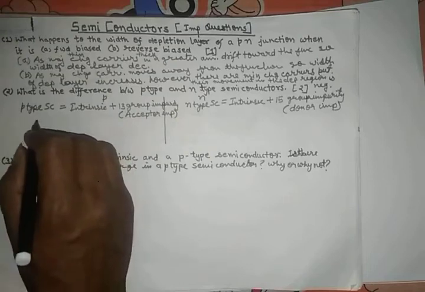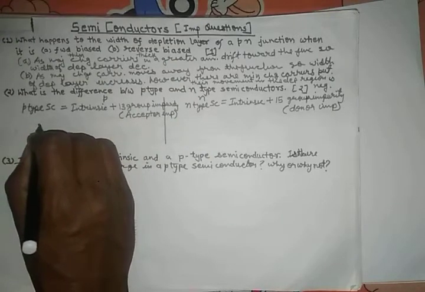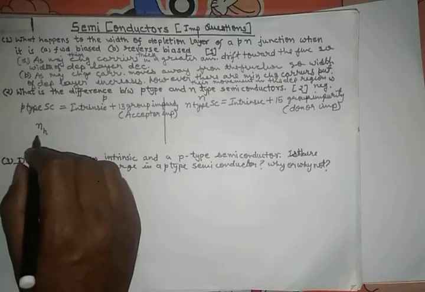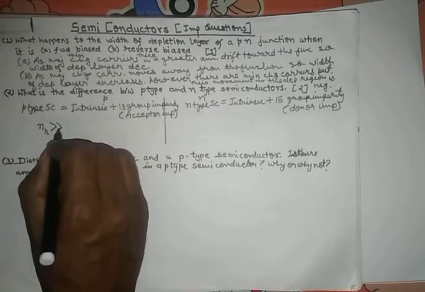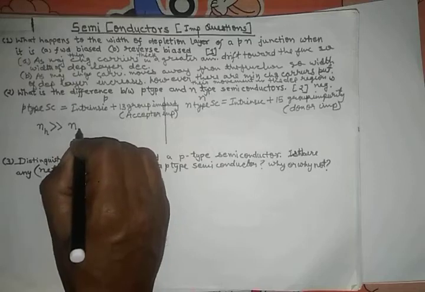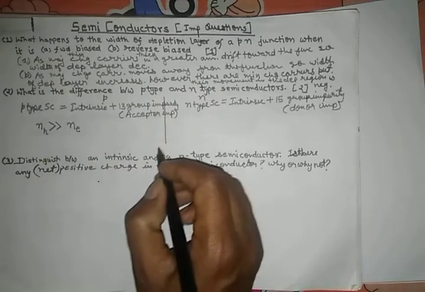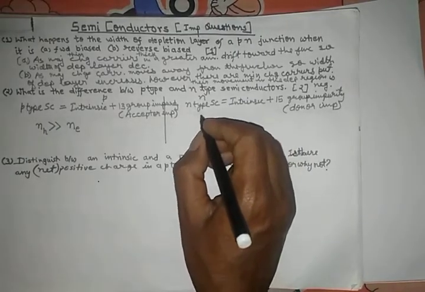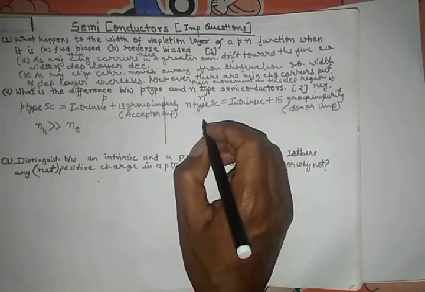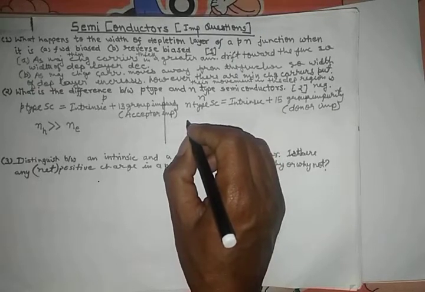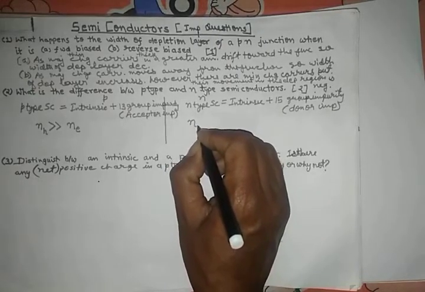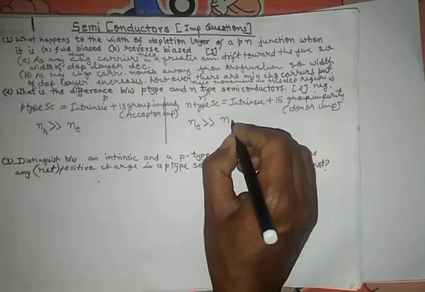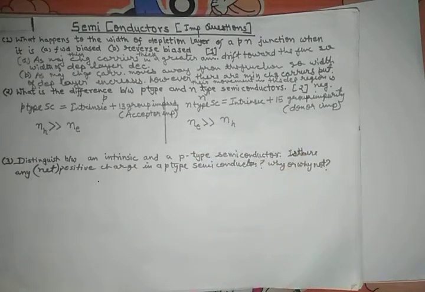One more difference is there. In a p-type semiconductor, holes are majority charge carriers, so the number of holes per unit volume is very much greater than the number of free electrons per unit volume. In the same way, in an n-type semiconductor, free electrons are the majority charge carriers, so the number of free electrons is very much greater than the number of holes per unit volume.